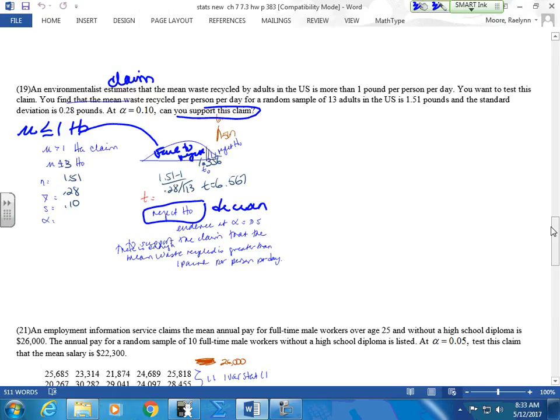Do not say reject the claim. Do not say reject. Say reject H0. And fill in your information.